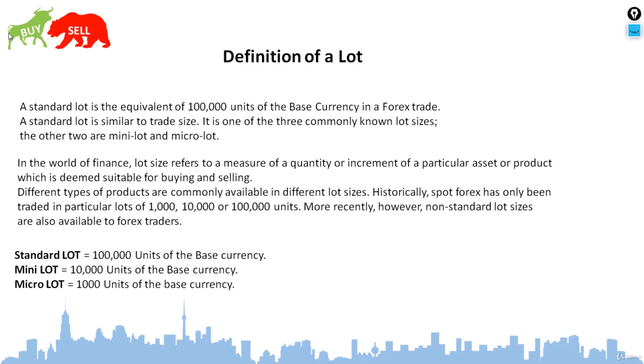Standard lot equals 100,000 units of the base currency. Mini lot is equivalent to 10,000 units of the base currency. Micro lot is equal to 1,000 units of the base currency.